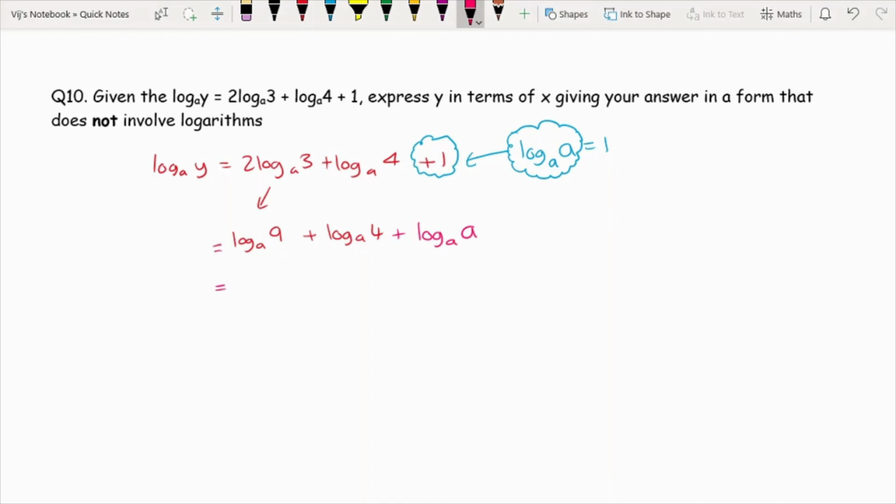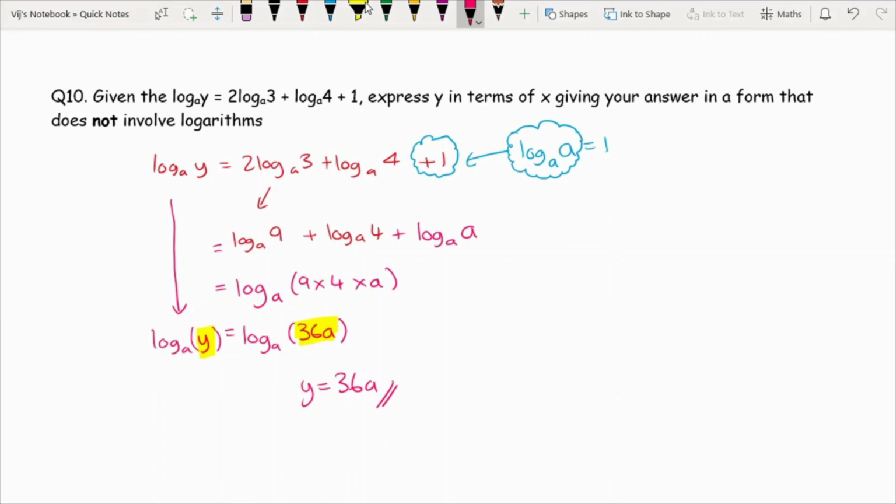And if I then join, as I'm adding, I've just got to multiply them all together. So it's log_a of 9 times 4 times a, which then becomes log_a of 36a, and if I drag this back down, I've got log_a of y. So what that therefore means is that as both sides are log base a, this bracket must equal this bracket, leaving me with y equals 36a, and there is our final answer.